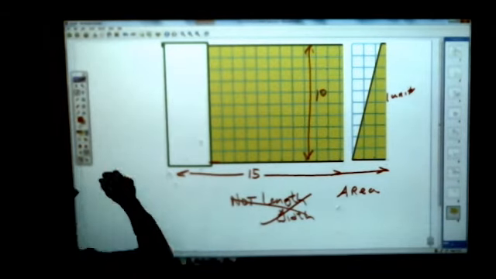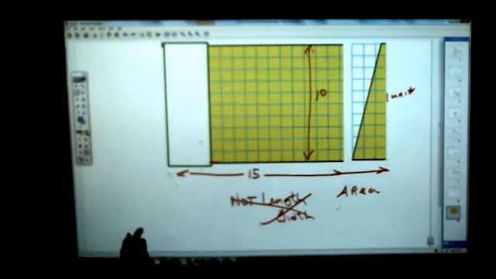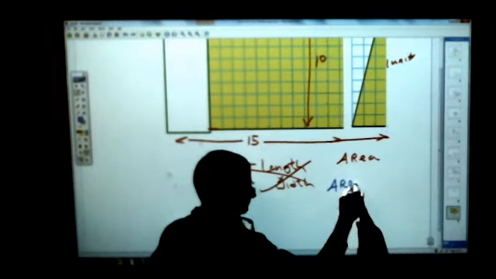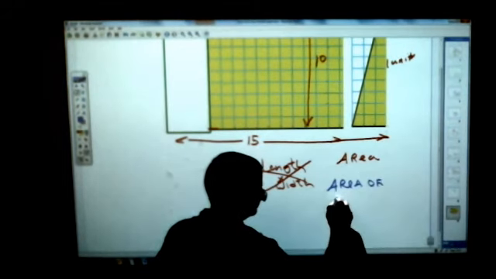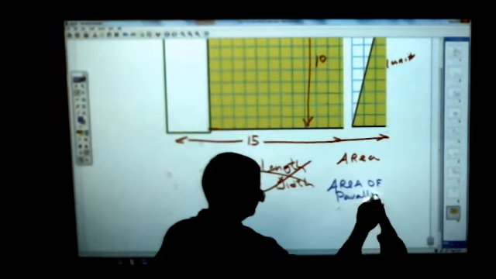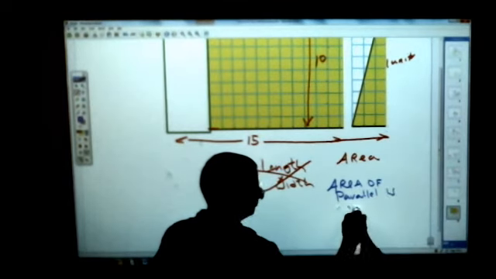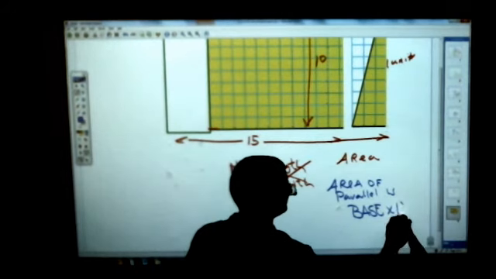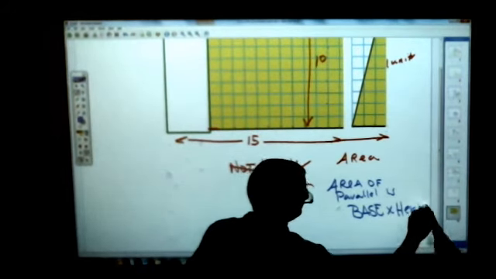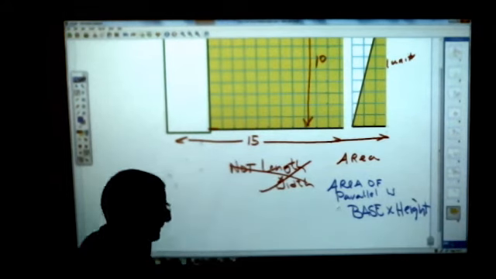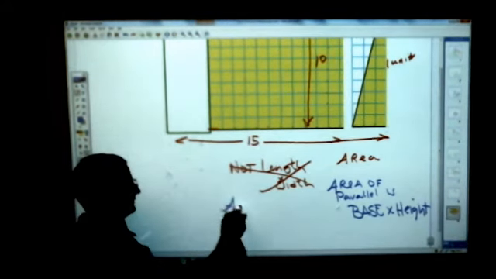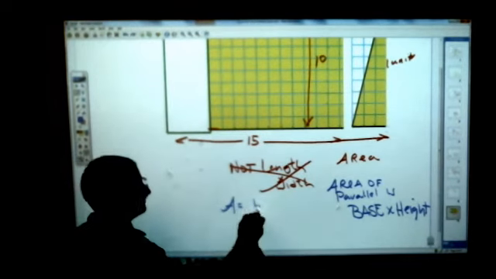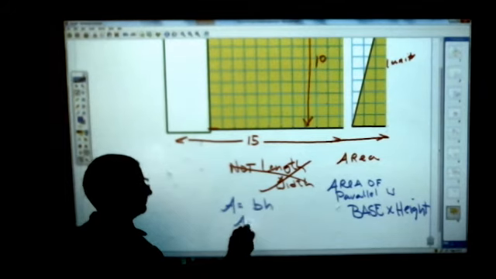Okay, write this down because this is the area of a parallelogram. Area of a parallelogram is base, you sure we didn't do triangles? No, sure. Times height. To which you are going to ask, by the way, here's the abbreviation of it. A equals BH, or B times H.